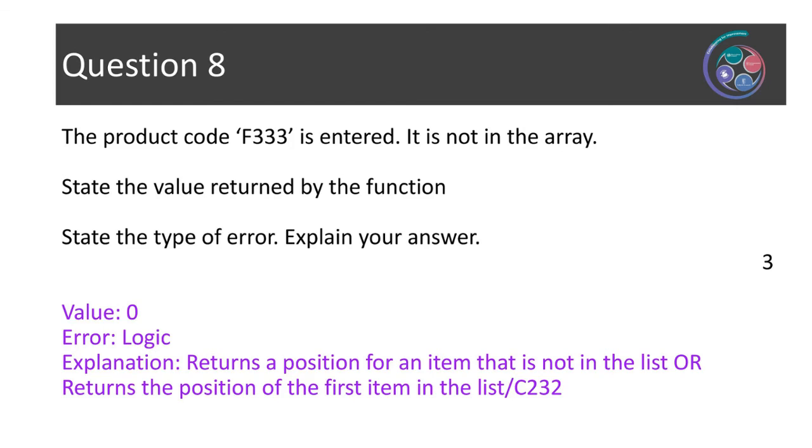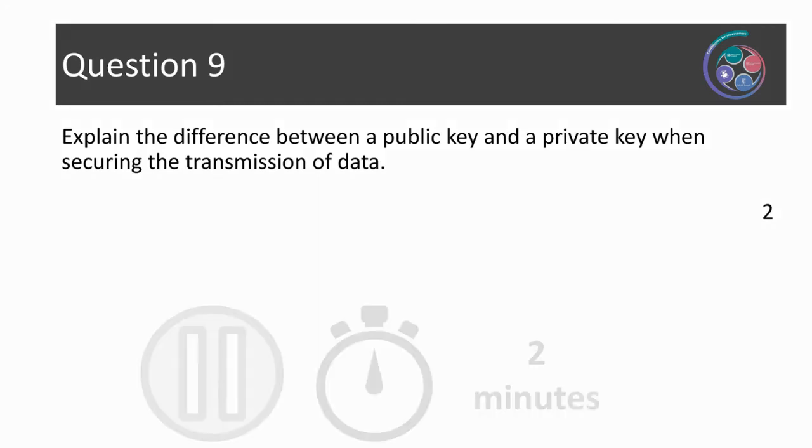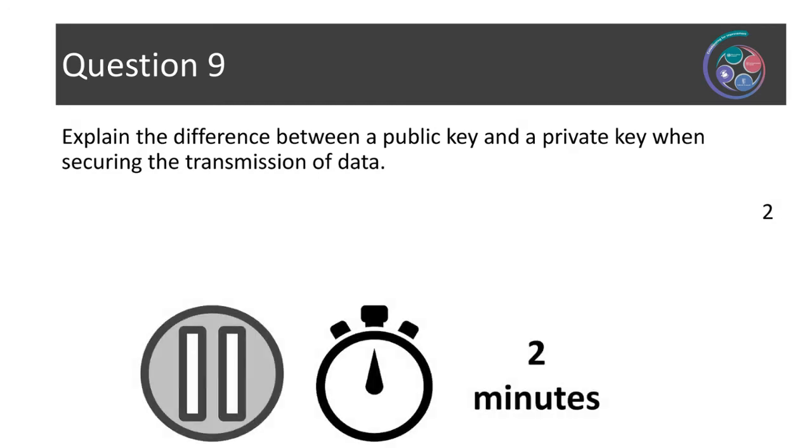So let's have a look at question number 9. Explain the difference between a public key and a private key when securing the transmission of data? So this is a 2-mark question and there's no context provided with it. So all you need to do is just get down what your public key is and what your private key is and how that is being used to secure data when it's being transmitted. So it's a 2-mark question. So you'll want to give yourself about 2 minutes to get this done. Pause the video now and give that a go.